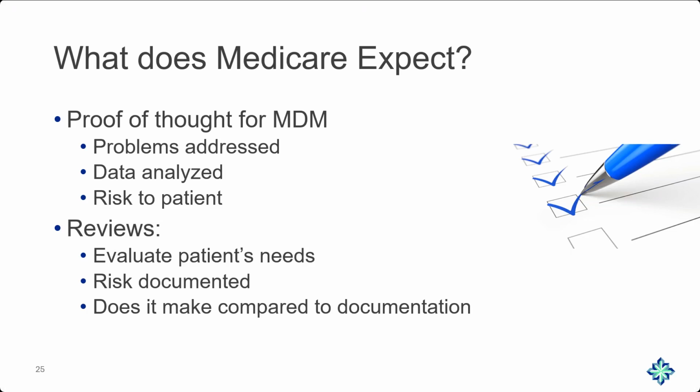When we're reviewing this documentation, or if you want to put an audit program in for yourself for documentation to try and improve that clarity for those that are coding the claims, you want to ask yourself, does it evaluate the patient's needs? Can you determine what needs were evaluated? Is that risk documented? And is it clear what that risk level is? And does it make sense compared to what's documented? Is what's billing, does it make sense?